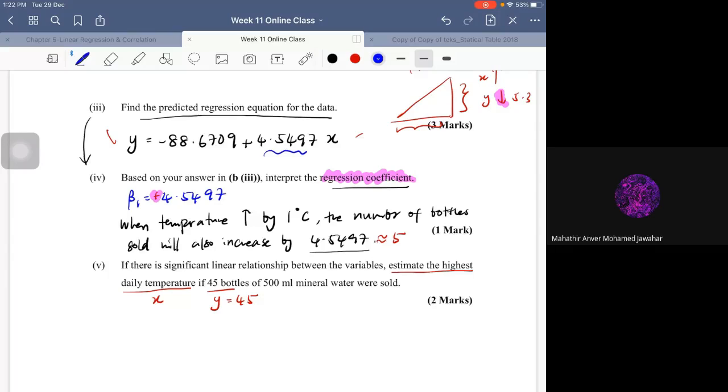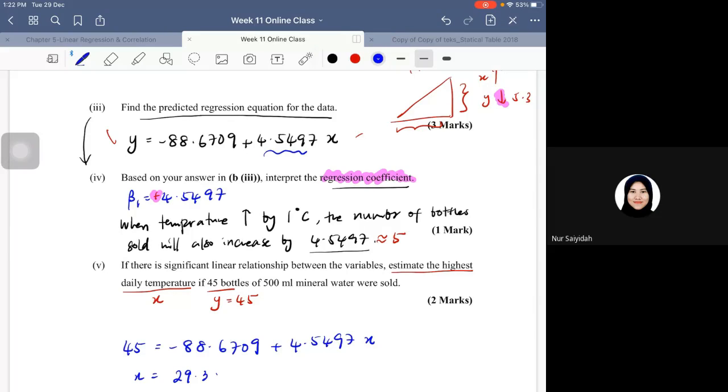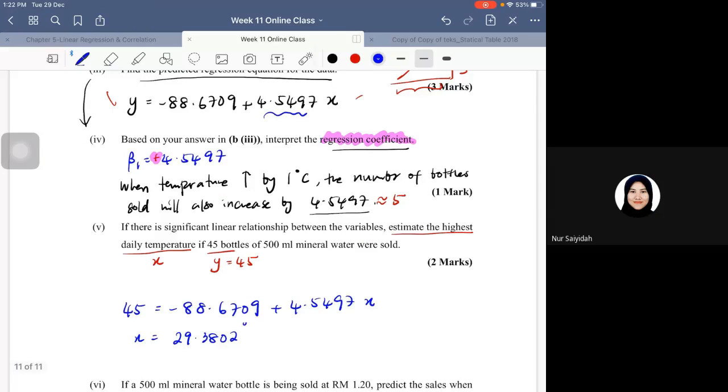So when you substitute, it's going to look like this. 45 is going to equal negative 88.6709 plus 4.5497x. So what is going to be the value of x for this case? 29.3802. Okay, so you got 29.3802. This is temperature. What is the unit? It's going to be in degrees Celsius. So that is going to be the value of x.